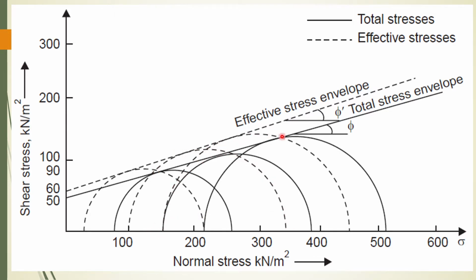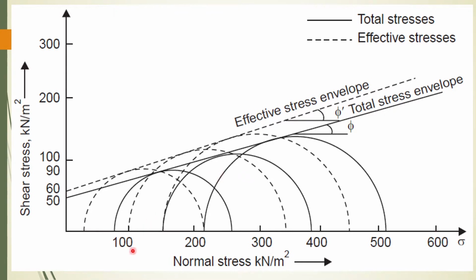This is the Mohr circle for the third sample. Based on these Mohr circles, we can draw a common tangent to these Mohr circles. The dotted lines are considered first, and this is the line corresponding to effective stress, and this is the line corresponding to the total stress.